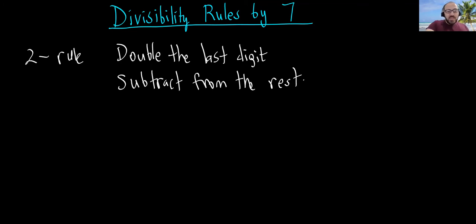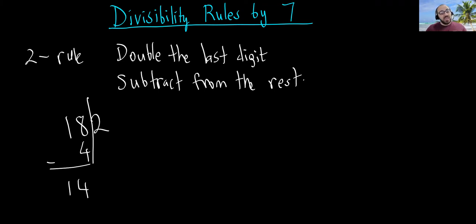So let's have a quick test to see how this works with, let's say, a 3-digit number, 184. Wait, that's not a multiple of 7. Let's try 182 instead. So you double the last digit. 2 doubled is 4. You subtract from the remaining number, and you get 14. At any point, if you recognize a multiple of 7, you can stop. That means your original number was a multiple of 7. All right, so that's the 2-minus rule.